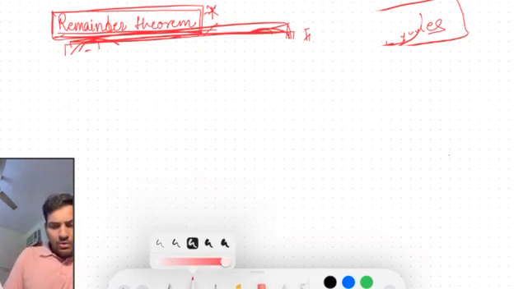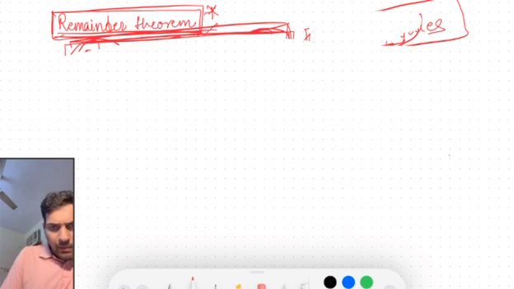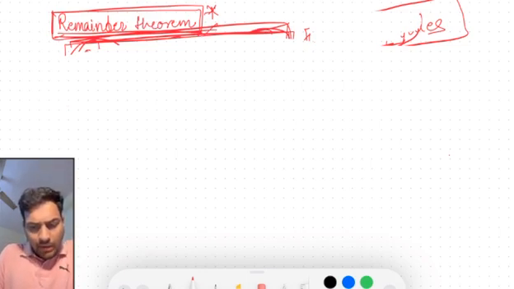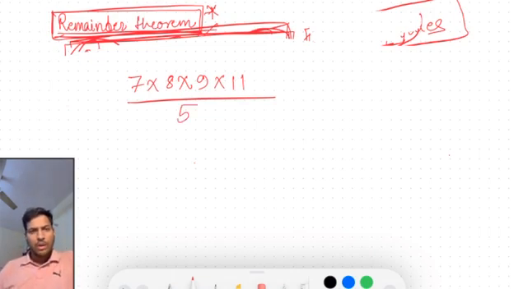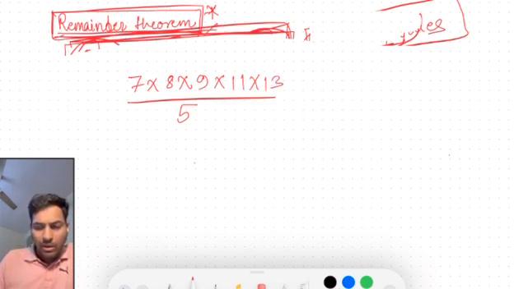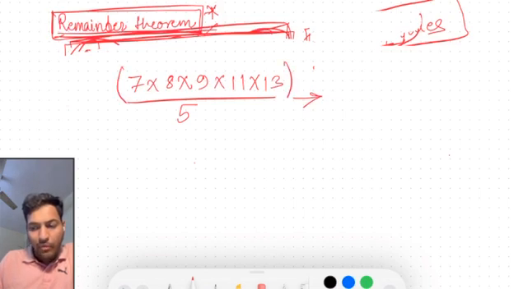Suppose you are given a complex expression like 7 into 8 into 9 into 11 into 13, and you are asked what will be the remainder when divided by 5. What are the different ways to find the remainder? One way, the wrong or bad way, is to multiply all these numbers and then divide by 5 to get the remainder. That is not what we have got to do here.